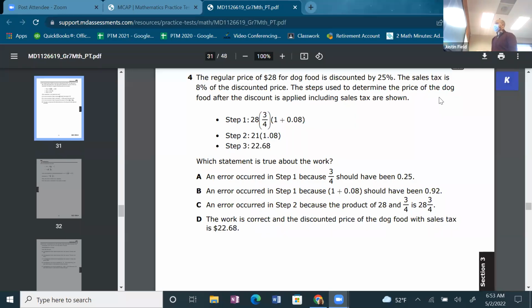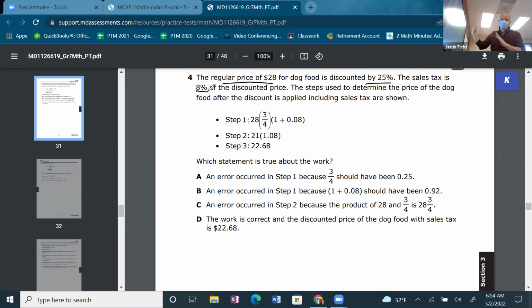All right, we're going to keep going here. Where's my little stylus? Well, the regular price of $28 for dog food is discounted by 25%. Hooray, hooray. The sales tax is 8%. Boo. The steps used to determine the price of the dog food after the discount is applied is shown. Which statement is true about the work?